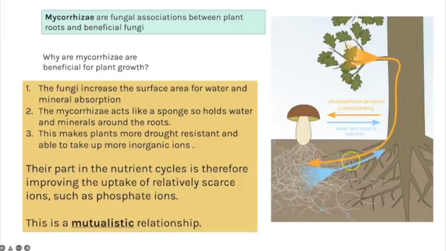The plants provide an advantage to the fungus because the plants through photosynthesis will create carbohydrates, and it can share those carbohydrates with the fungus. So this is a mutualistic relationship because they both provide a mutual benefit to each other for survival.